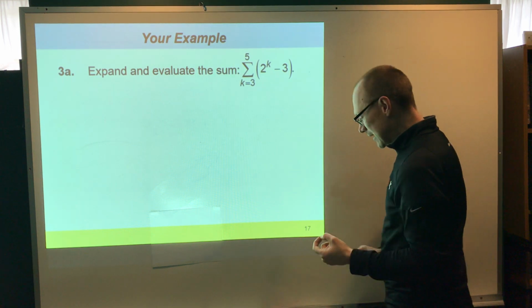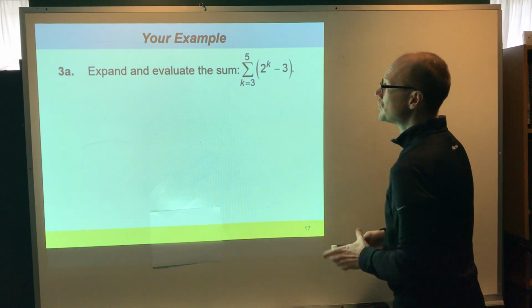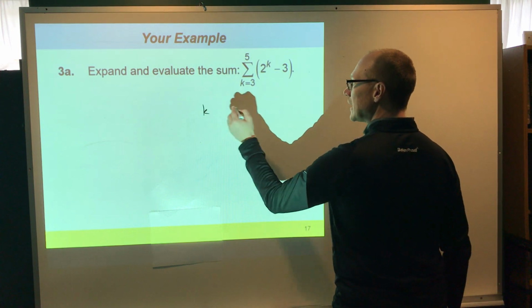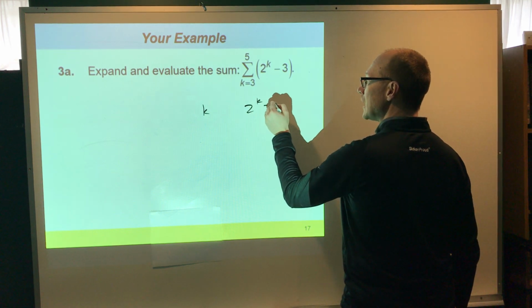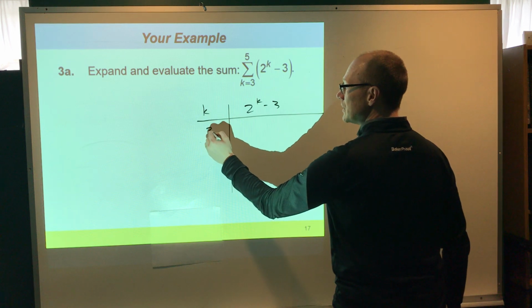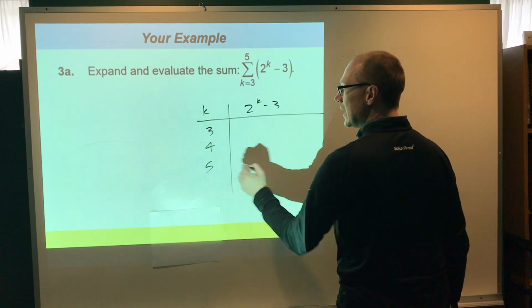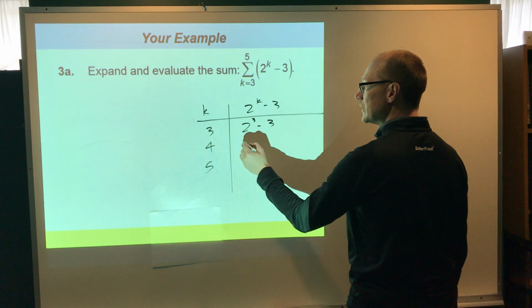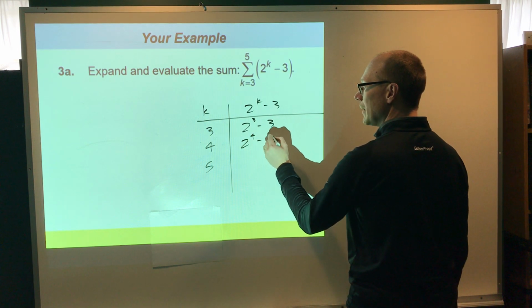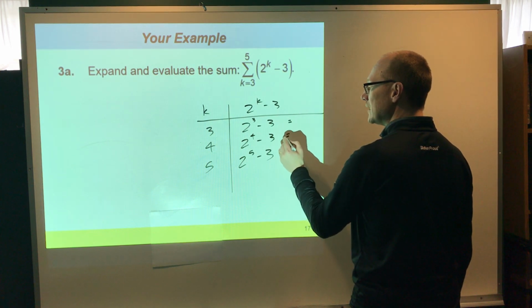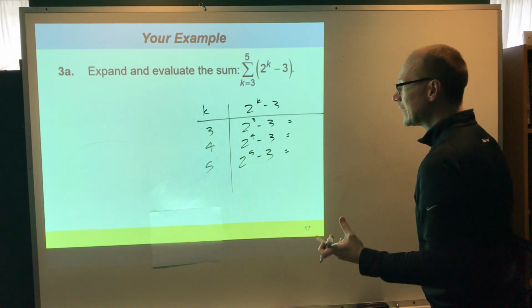So because I'm expanding, I want to actually determine what those are. So I want to have 2 to the k minus 3. K needs to be 3, 4, and 5. So 2 to the 3 minus 3, 2 to the 4 minus 3, 2 to the 5 minus 3. And if I evaluate each of those, then I have my expansion.